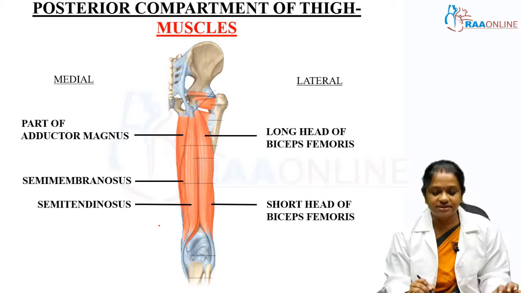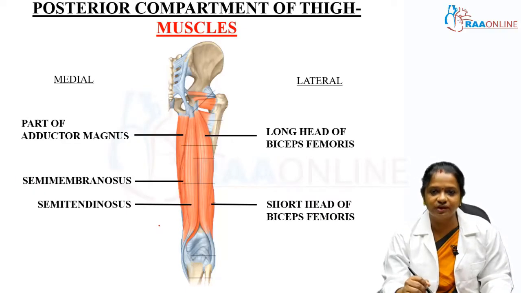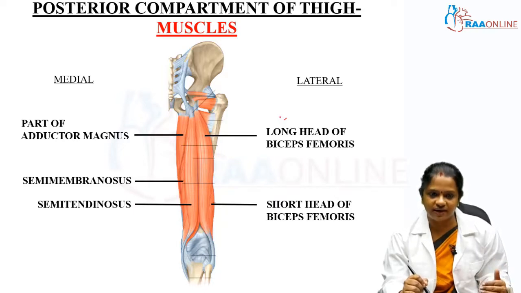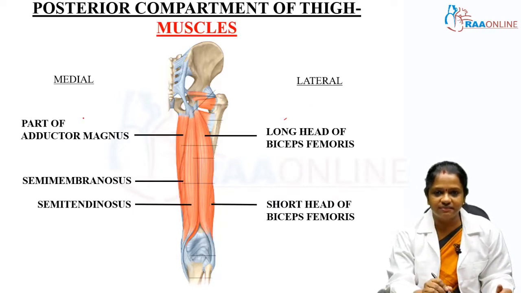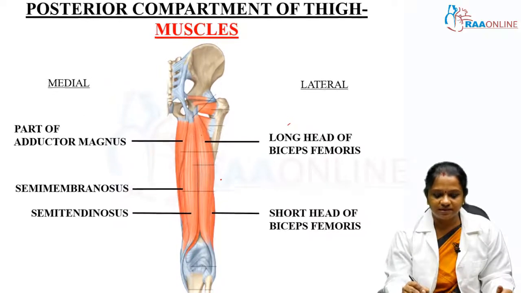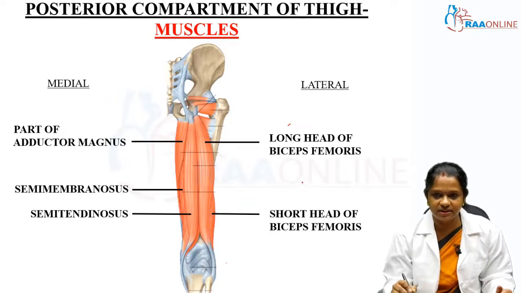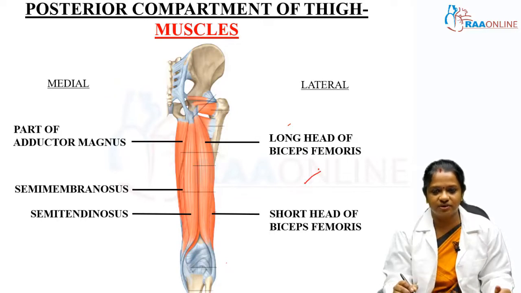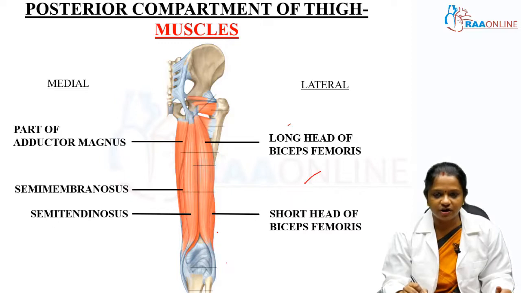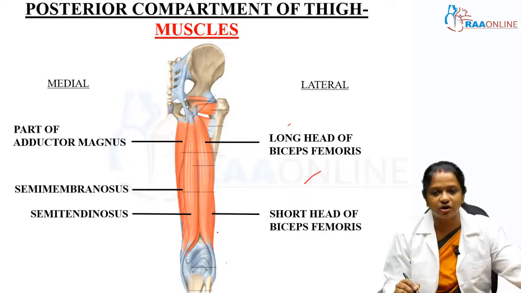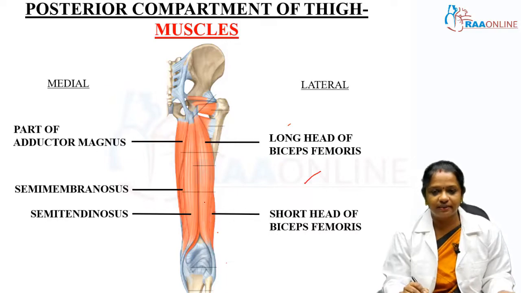This is a dissected image of the back of the thigh showing the muscles of the back of the thigh. This is the picture of the right thigh, the posterior aspect of the right thigh. This is the lateral aspect. This is the medial aspect. On the lateral aspect, there is a long muscle which is running. This muscle is the long head of biceps femoris. Underneath that is a short belly which is called the short head of biceps femoris. They both together form a common tendon.